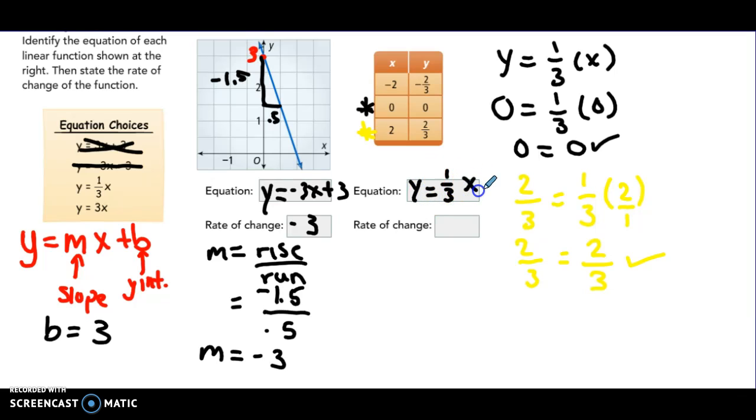Therefore, our equation for our orange table would be y equals 1/3 x. Well, our rate of change, remember, is our slope. Our rate of change would just be 1 over 3.